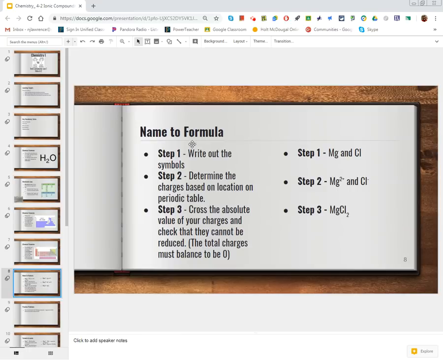So the first step you want to do in writing out an ionic compound, and that's after you determine it's an ionic compound, after you determine it's something from the right side of the periodic table bonding with something on the left side of the periodic table, is just write out those symbols. After you write out those symbols, look at your periodic table to determine what kind of charge you're going to have. So again, to show you what this looks like, here's my periodic table.